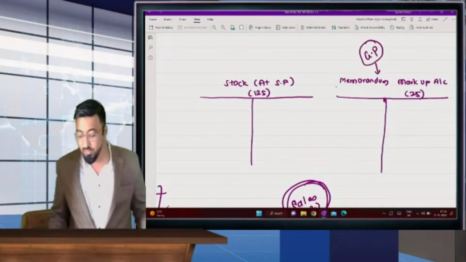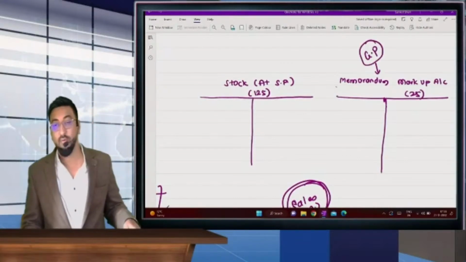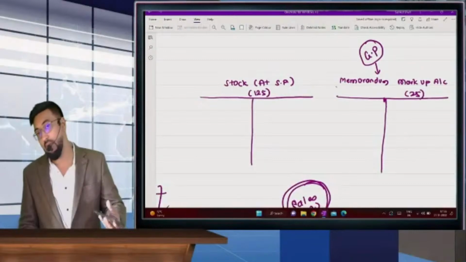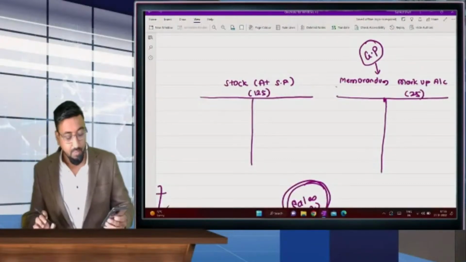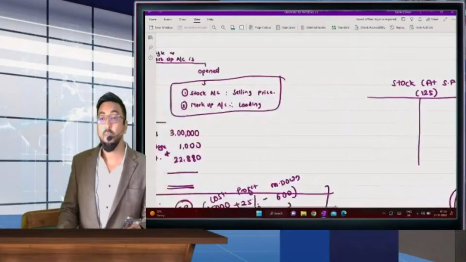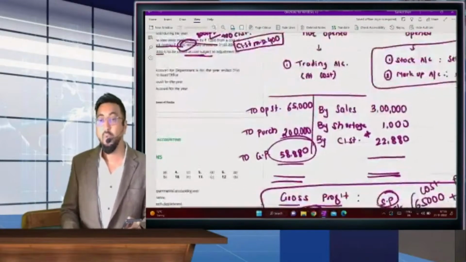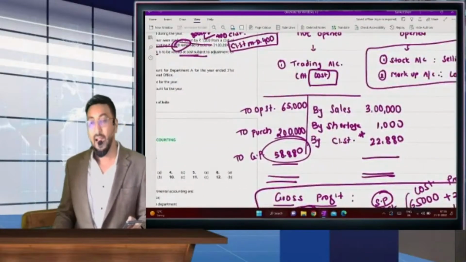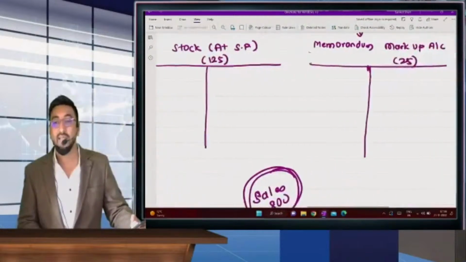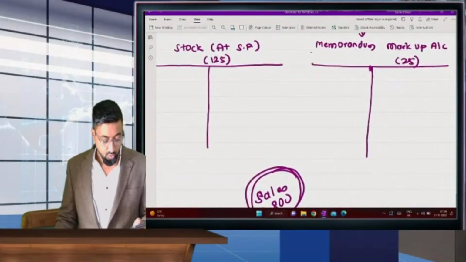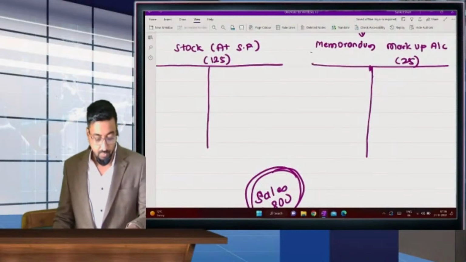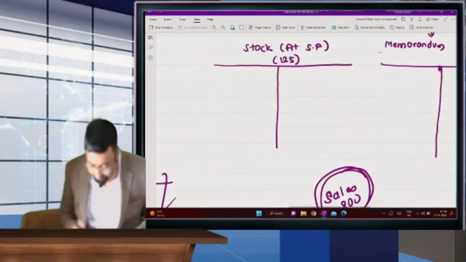Where will you get GP? In markup account. So this is a different style of presentation of trading account. In simple language, this is a different style of presentation of trading account. Trading account, we prepare at cost. And now we will prepare it at selling price and markup account. And GP we will get in markup account. Okay. Easy? Chalo.